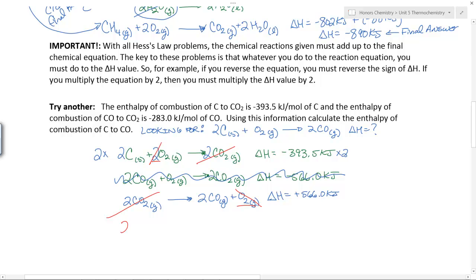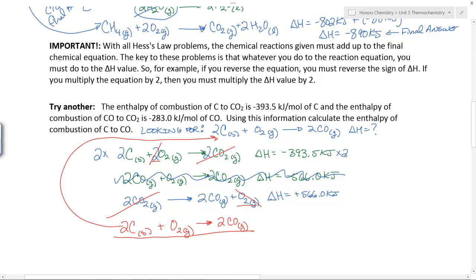I just bring it down. I get my two carbons plus my one oxygen molecule, yielding my two CO molecules. And if you look, this is the same now as this one up here that we were looking for.